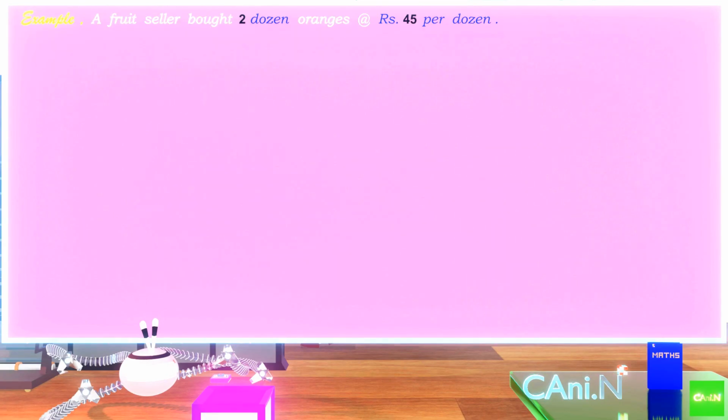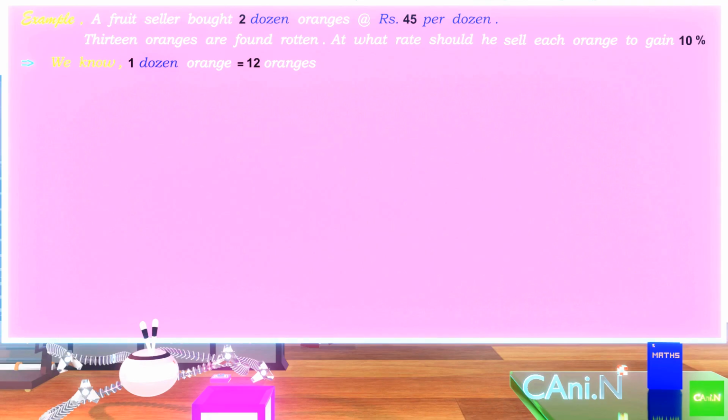Example. A fruit seller bought 2 dozen of oranges at rupees 45 per dozen. 13 oranges are found rotten. At what rate should he sell each orange to gain 10%? We know 1 dozen orange equals 12 oranges. So, 2 dozen orange equals 12 plus 12, or 2 into 12 equals 24 oranges.